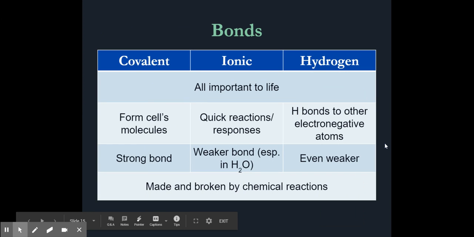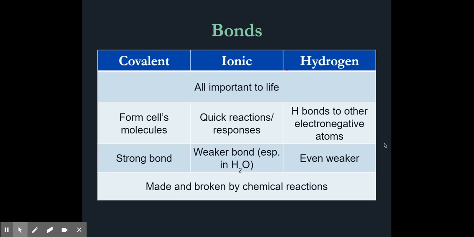So, of our different types of bonds, these are the three that we should be focusing on: ionic, covalent, and hydrogen. All of them are going to be important to life. Notice how we left out the van der Waals, albeit it does exist here. But breaking it down into the different categories here, covalent bonds are going to be the strongest of the bonds here. It's going to form basically most of the molecules that exist within life forms here. Ionic bonds are going to be next up in line. These are going to be quick reactions and quick responses. They're basically going to be involved in a lot of chemical reactions, as well as hydrogen bonds.